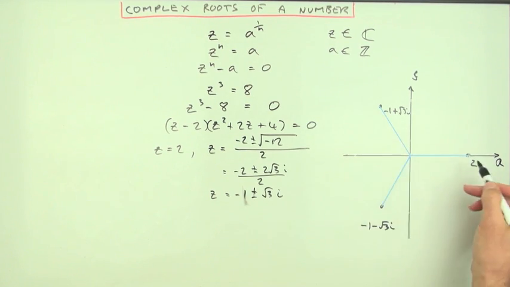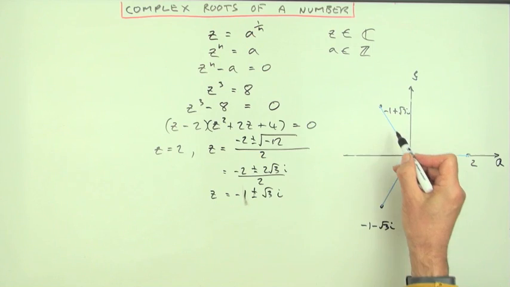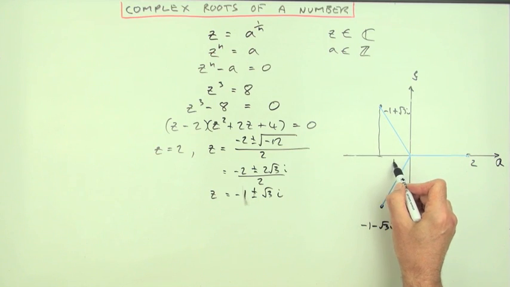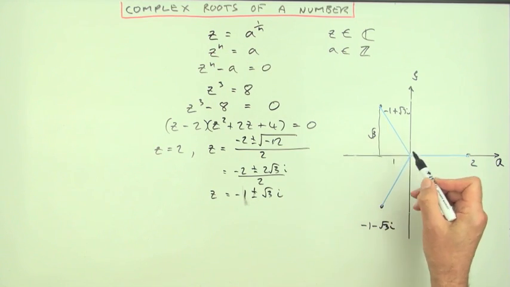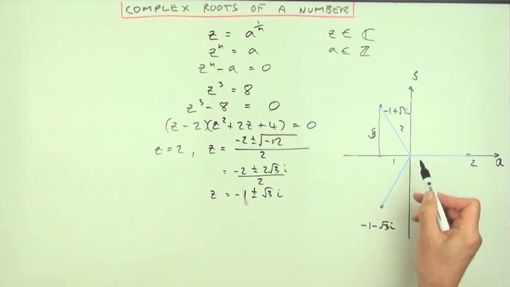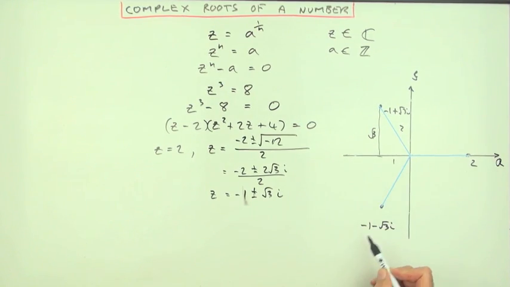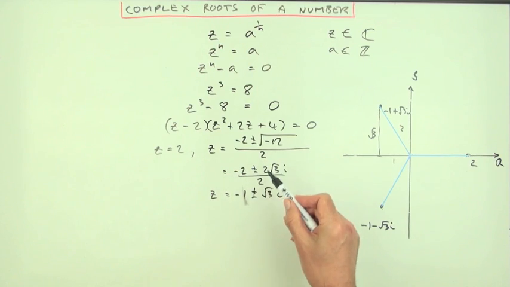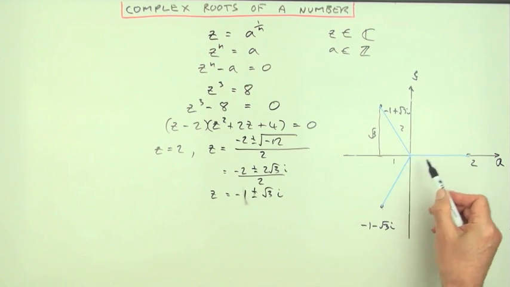If I put in the radial lines leading to the points, or if you like the position vectors of those points, then for this one, that was 1 back and root 3 up. Recognise the triangle? That's the 1, 2, root 3 triangle. That's the same distance as that. So that's also 1, 2, root 3. So these are all the same distance from the origin. These complex numbers all have the same modulus.